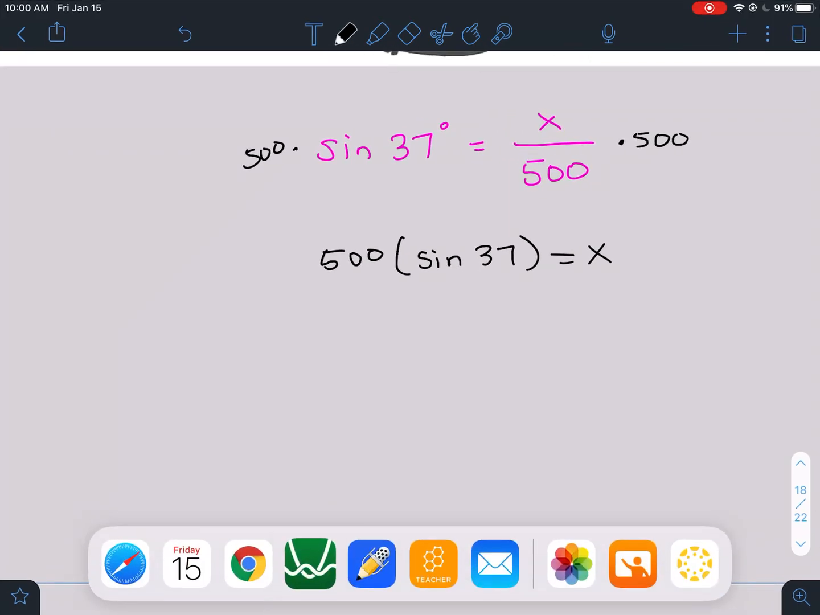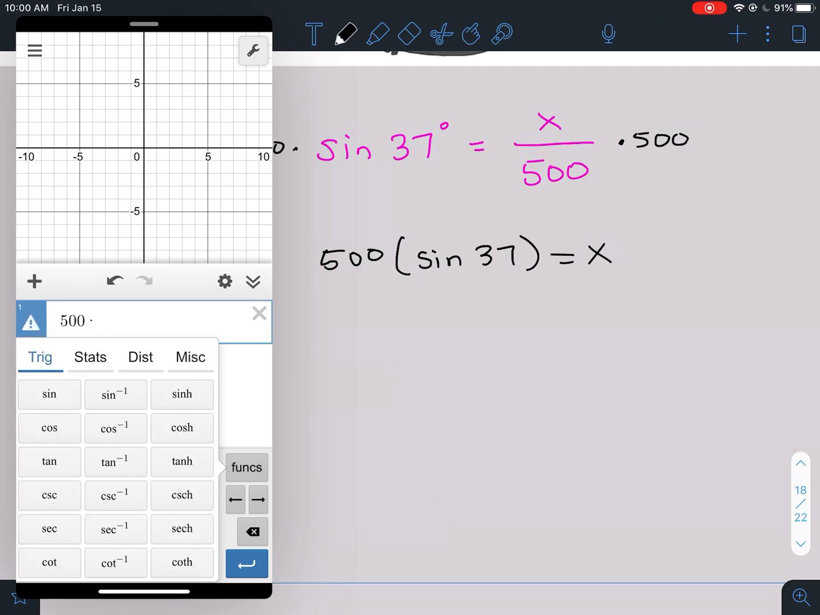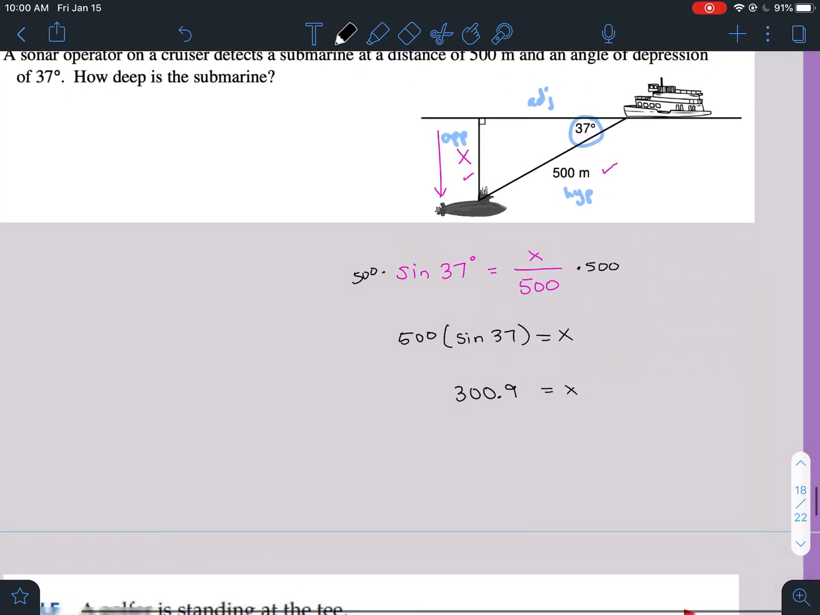All right, so let's do that. 500 times the sine of 37. And so the depth of that submarine is going to be 300.9. And then what units are we in? It's going to be meters. So that submarine is 300.9 meters deep.